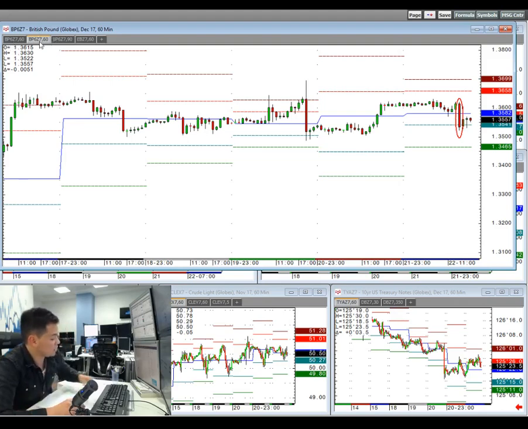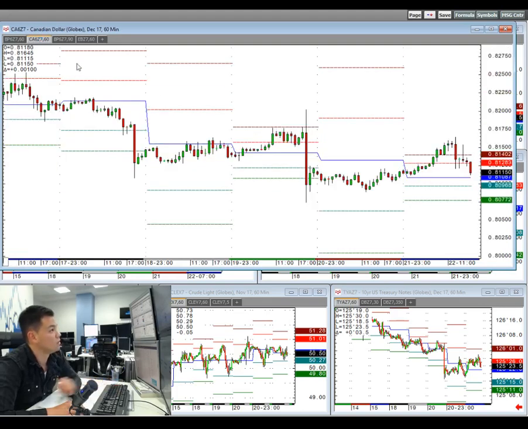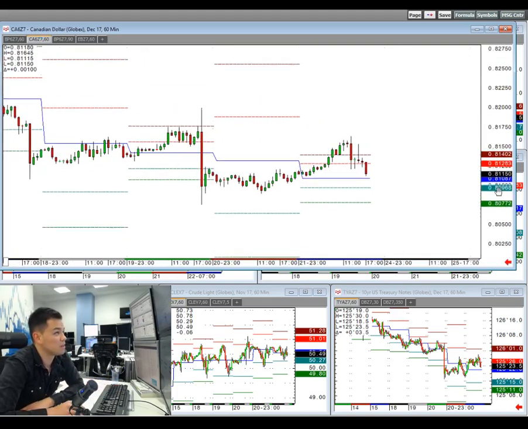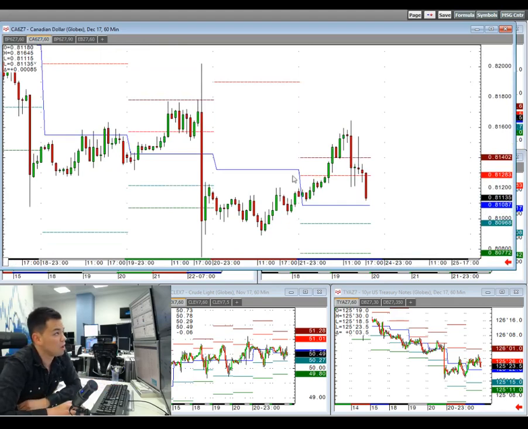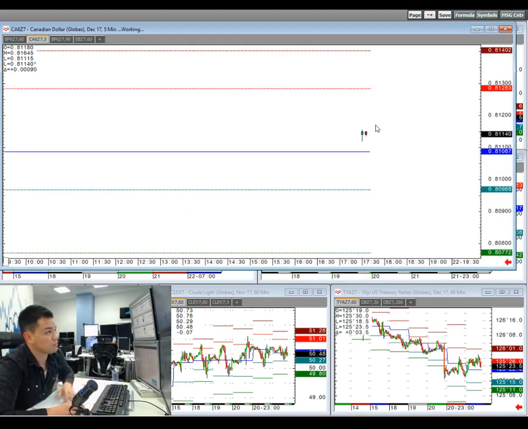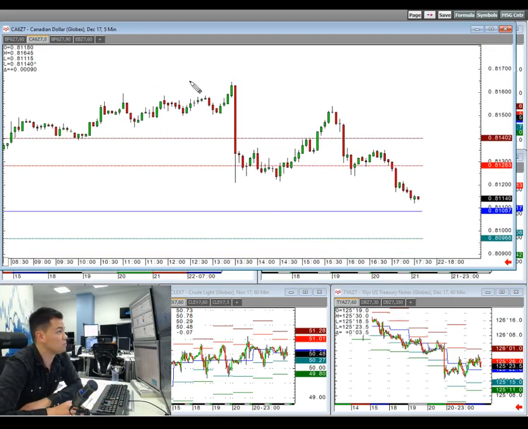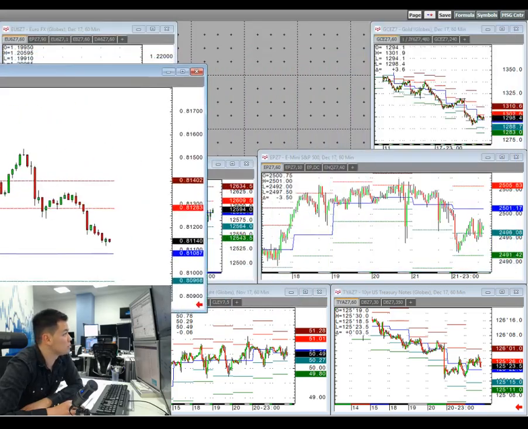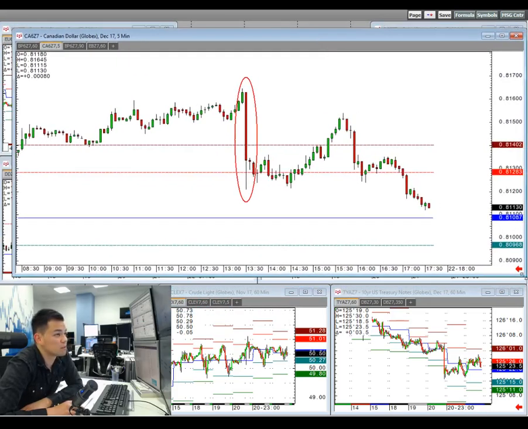If you're interested in the Canadian dollar, you had some data coming out this afternoon with the inflation rate lower than expected. So we've seen this move to the downside. It managed to break the R2 level, managed to break the R1, a bit of profit taking, retracement, and now we're trading, this is Canadian dollar versus the US dollar, at 0.81, just a few ticks above the pivot level for the day. So these were the two main products that moved today.